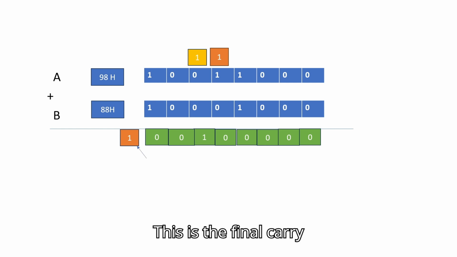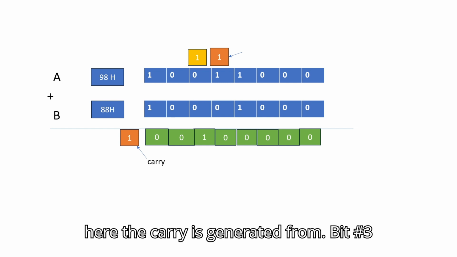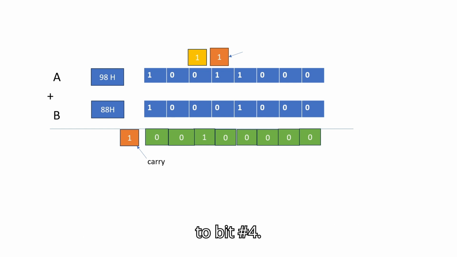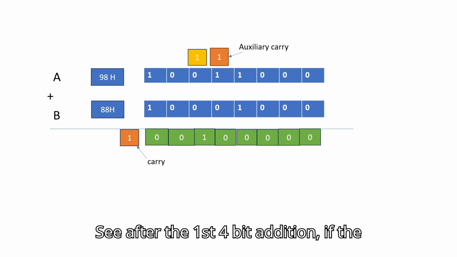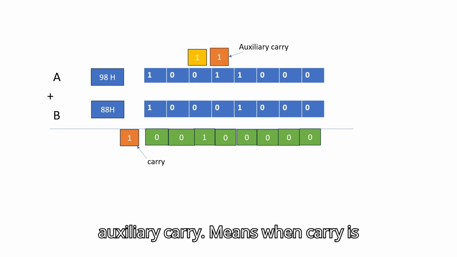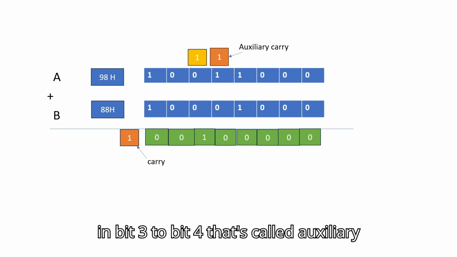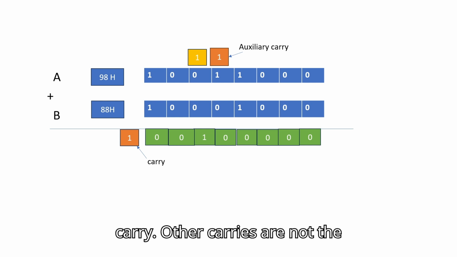carry. This is the final carry, and this is the auxiliary carry, because here the carry is generated from bit number 3 to bit number 4. See, after the first 4 bit addition, if the carry is generated, this carry is called auxiliary carry. Means when carry is generated in bit 3 to bit 4, that's called auxiliary carry. Other carries are not the auxiliary carry.